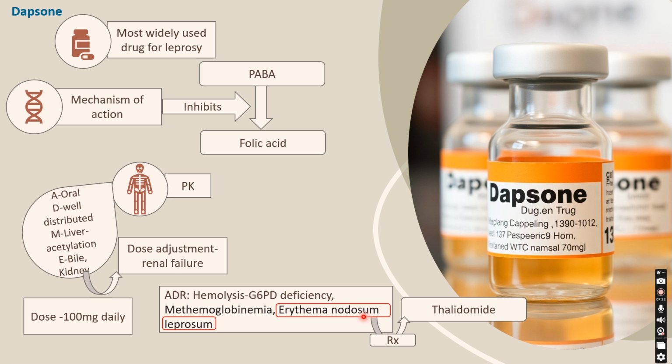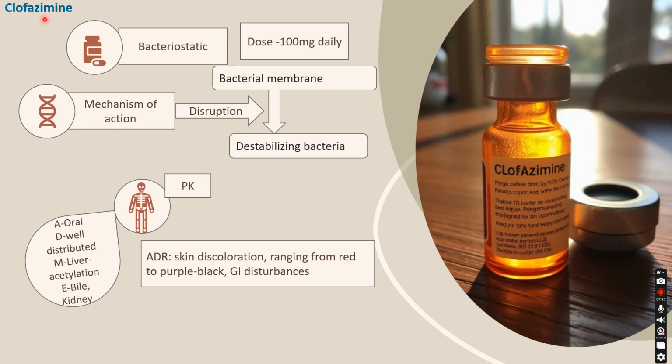And luckily, we have treatment for the condition erythema nodosum leprosum. And for that, we use thalidomide. Please remember thalidomide. Okay. Clofazimine. Clofazimine is also a bacteriostatic drug which is used in the treatment of leprosy. It is also given at the same dose as dapsone, that is 100 milligram daily.